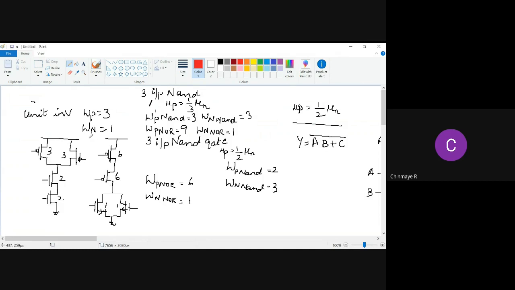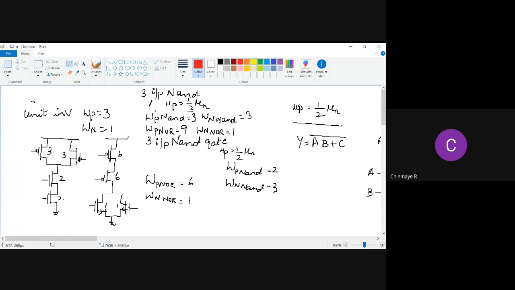So based on this, in order to achieve an effective resistance R in this path, this resistance should be R by 2 and R by 2, and therefore you size these two as 2 and 2, right? Now, effective resistance of these two should be R and R. Therefore, you size them as 3 and 3 because the unit inverter width itself I've given as 3.